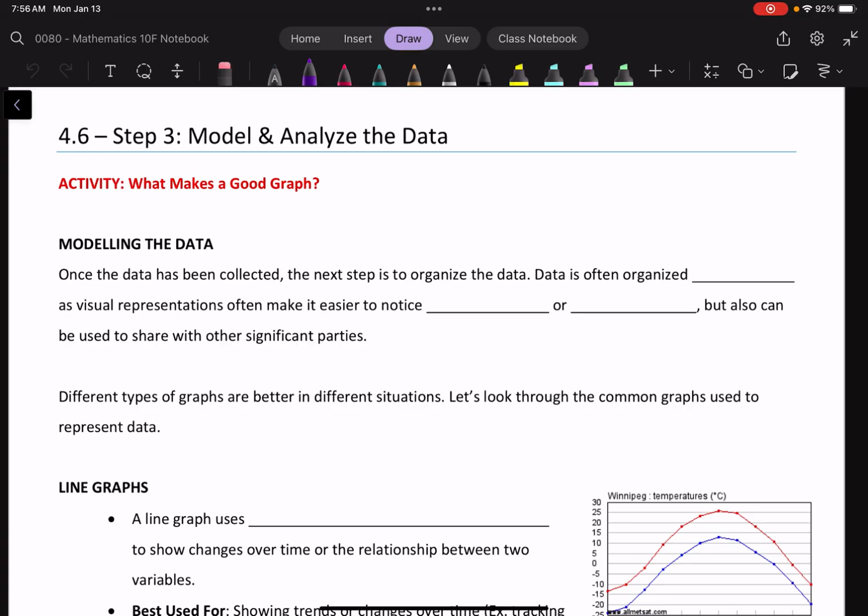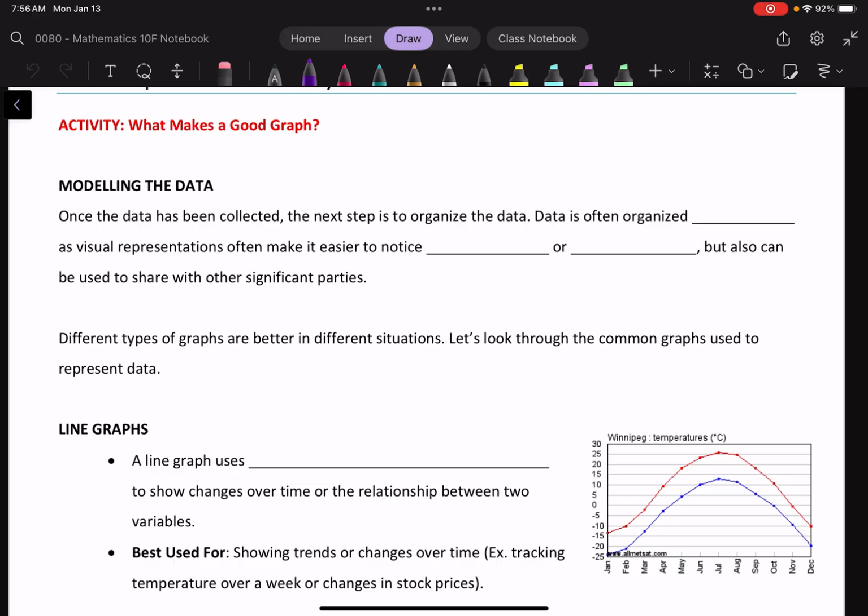This last step, step 3, assumes we've already done all of that. We've collected the data, and so we have a whole bunch of results sitting in front of us, and now we want to organize it, put it into some sort of model, and then we want to analyze it. So we want to look at that data and then make decisions, or observe and see what that data is telling us.